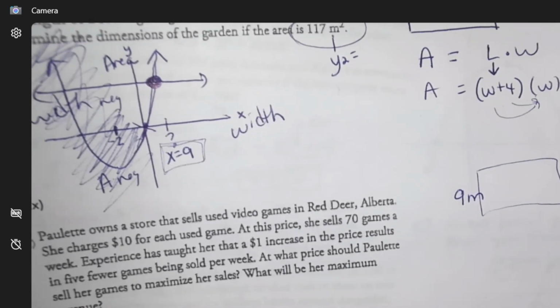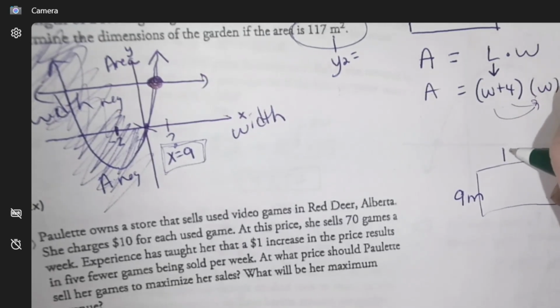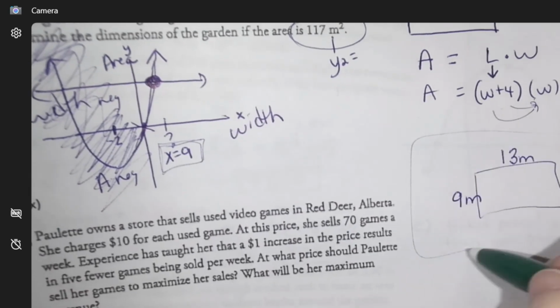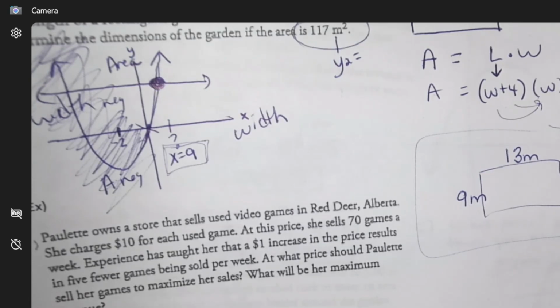And mental math skills. This length is 4 more than that. You can do it without your calculator. 4 more. So this is my answer. That's the dimensions. Okay? So you are letting your calculator do the math, but you have to make the connections, what to do, what's going on, what my variables are.